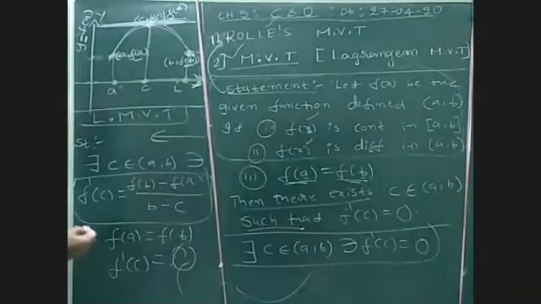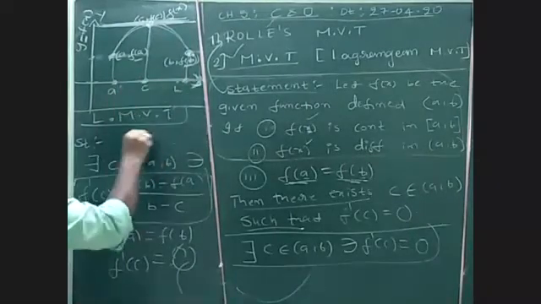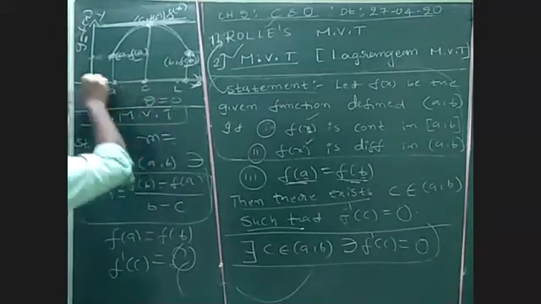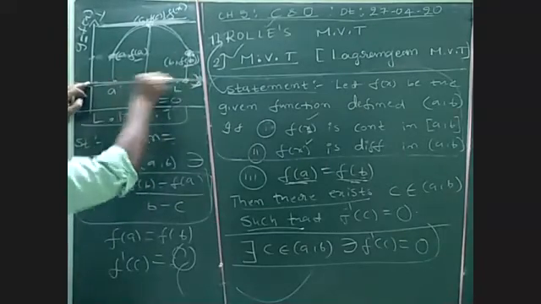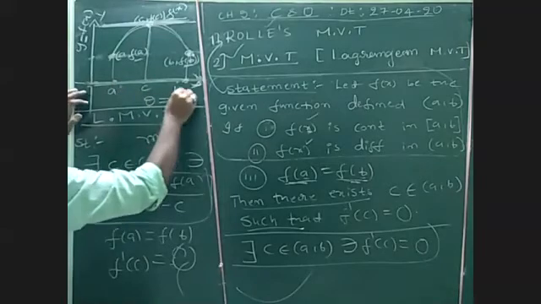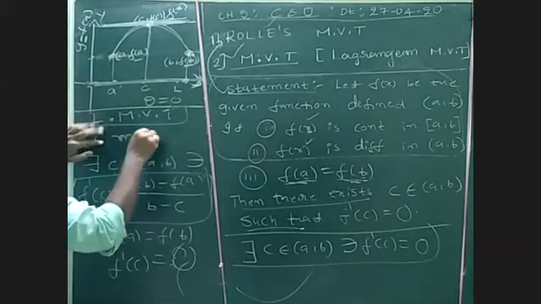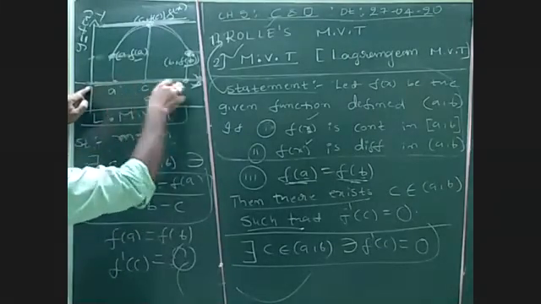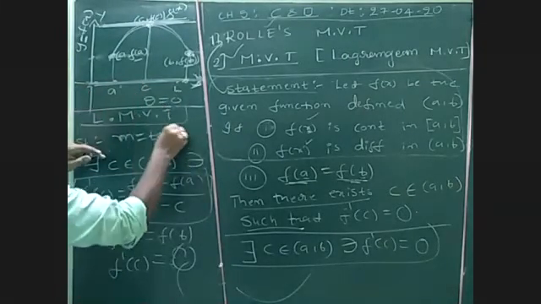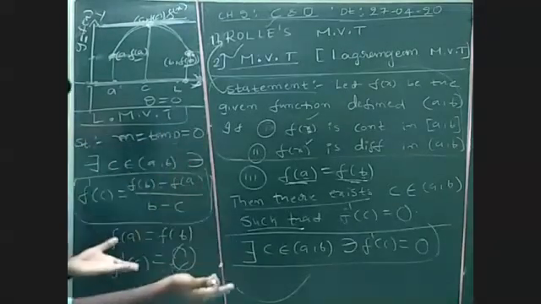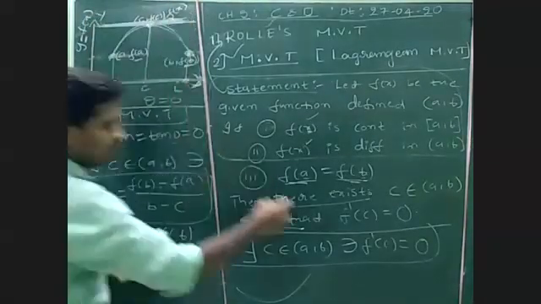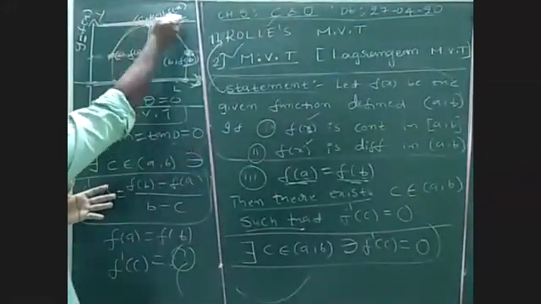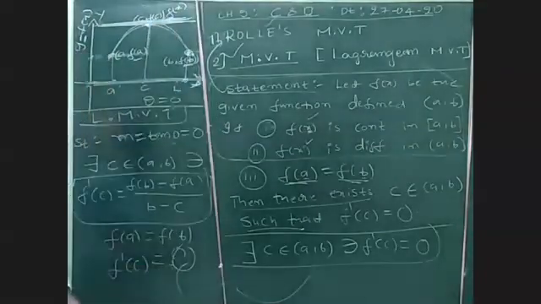What does parallel to the x-axis mean? What is the slope of the x-axis? The angle is 0. Generally, a line parallel to the x-axis means the angle theta is equal to 0. We already know that m is equal to tan theta. What is the theta value on the x-axis? 0. Tan 0 is 0, so there is no slope. Here also, f dash of c equal to 0 means the slope value is 0. Whenever the slope value is 0, it is always parallel to the x-axis.